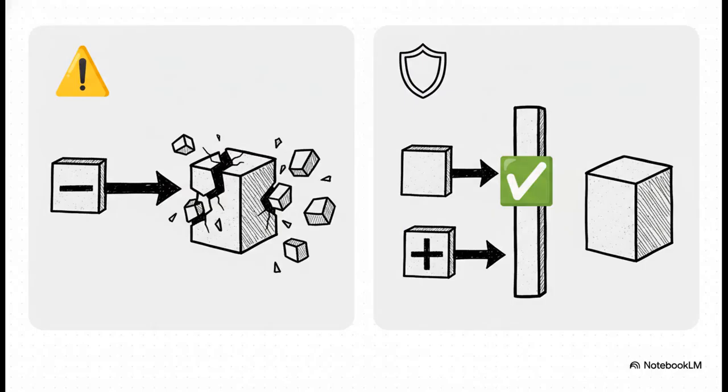Let me give you an example. Without a setter, some other part of your code could just barge in and set a length property to -1. Which makes absolutely no sense, right? But with a setter, you can add a simple check, something like if new value is greater than 0, and just reject any invalid values. It's all about protecting your object's integrity.